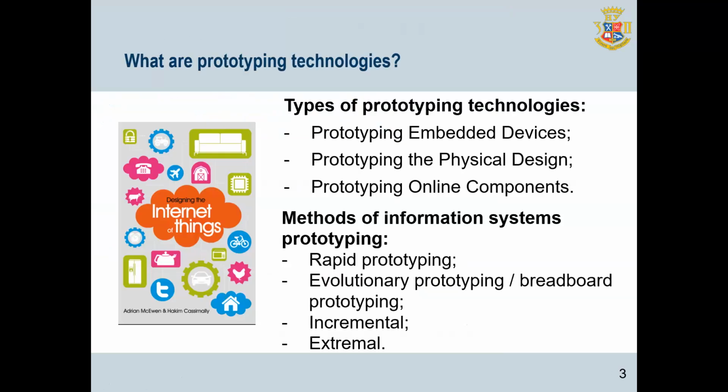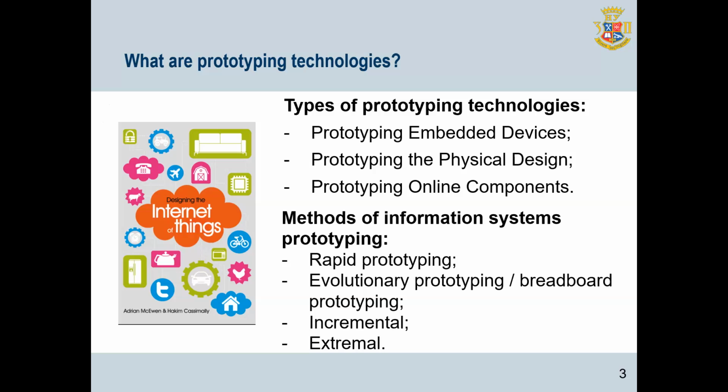The application of modern prototyping technologies helps to save time and money, as it allows to identify unwanted errors and optimize the parameters and characteristics of IoT systems at an early stage of project implementation. Today, prototyping is the name of several related technologies that can be used effectively in the design of IoT systems. They are prototyping embedded devices, prototyping the physical design, prototyping online components.